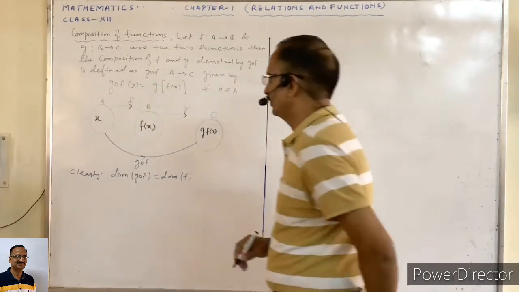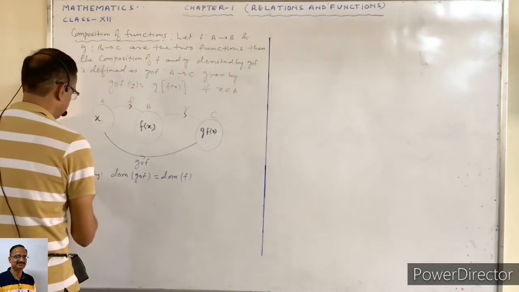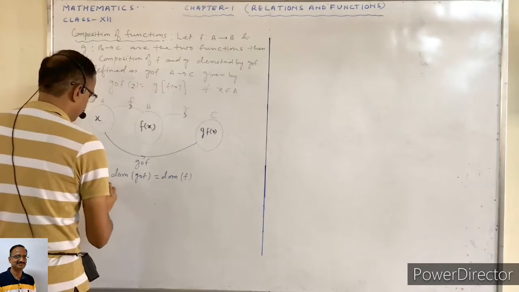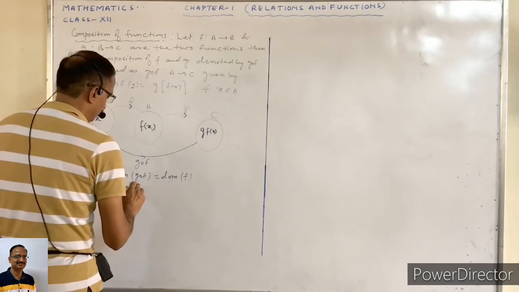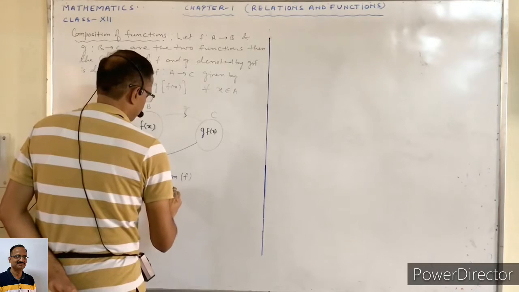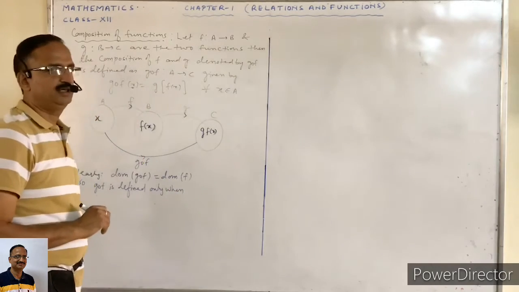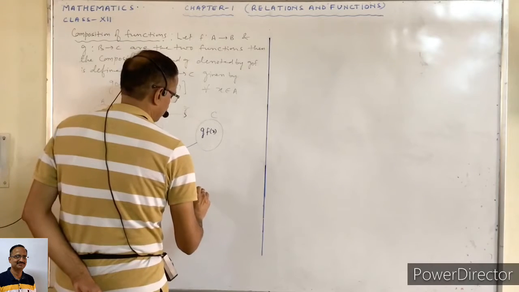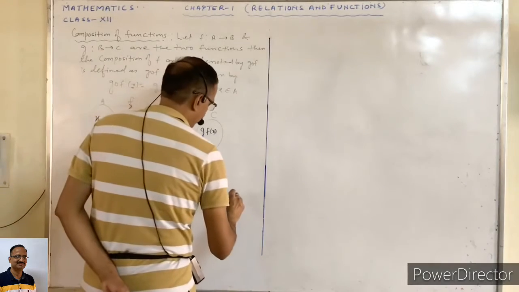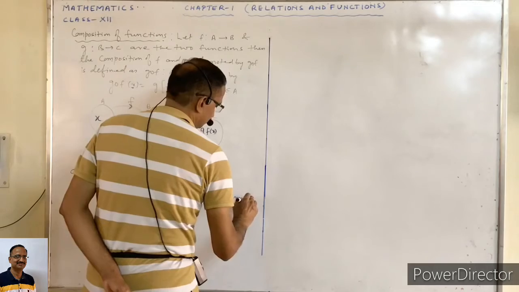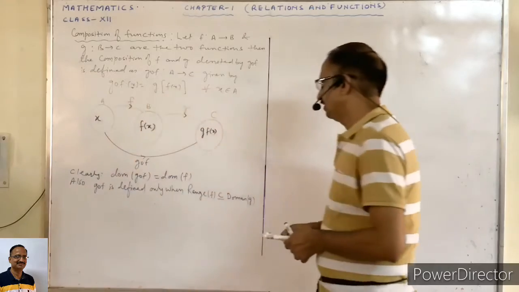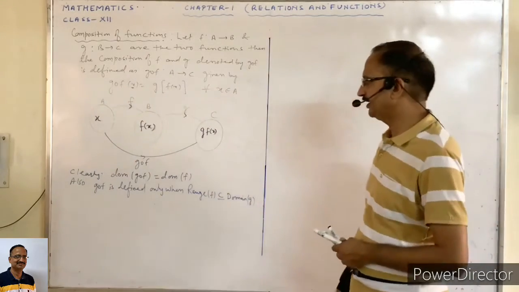Second thing, gof is defined only when the range of f is a subset of the domain of g. So both the things are clear from this diagram.